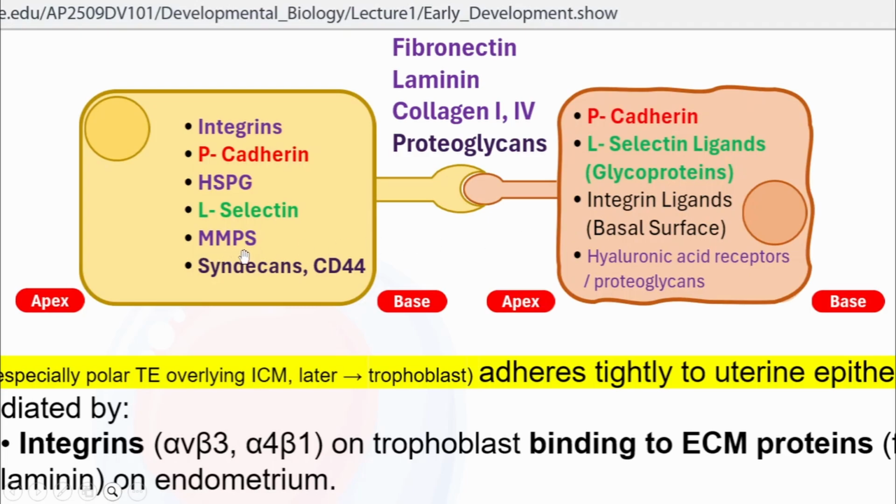The MMPs will interact with all these ECM molecules. The syndecans as well as CD44 will bind with some proteoglycans present in the extracellular matrix as well. And these MMPs will also interact with the hyaluronic acid receptors and some other receptive proteoglycans. So these are the specific interactions which will lead to making contact and finally the reception of this blastocyst and the process of implantation at last.